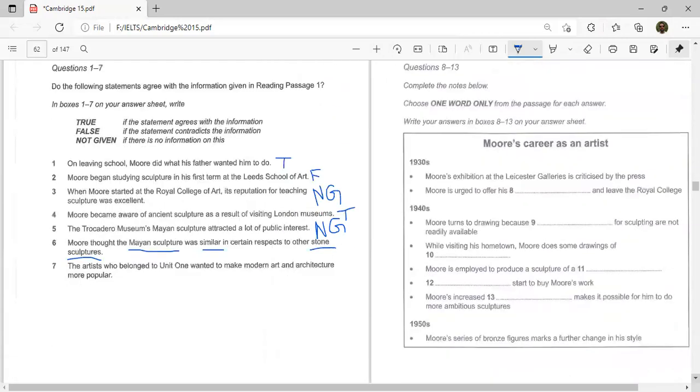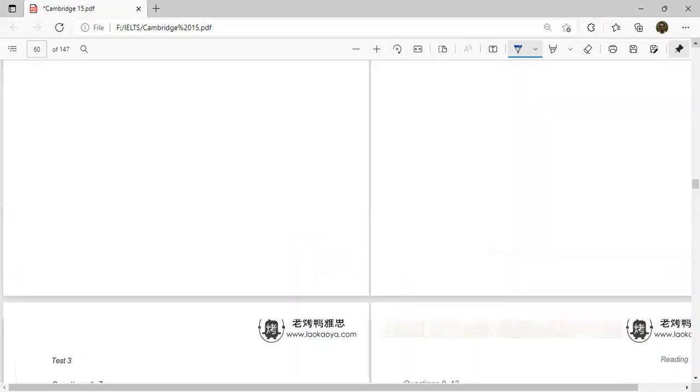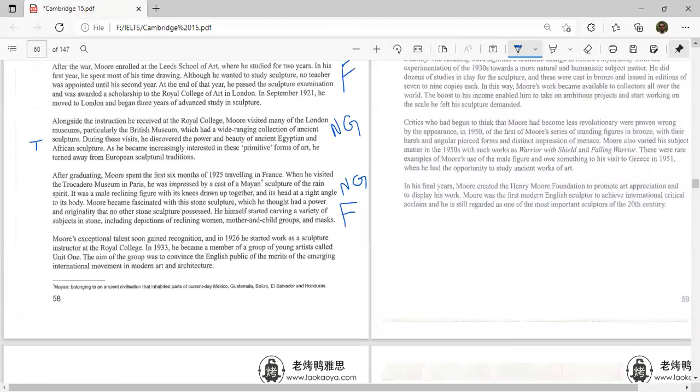Let's take a look at the last one. The artist who belonged to Unit 1 wanted to make modern art and architecture more popular. Artist, which belonged to Unit 1. Unit 1 is a really good keyword. You want to go to the modern art and architecture passage. Okay, let's go to Unit 1. Here, Unit 1.